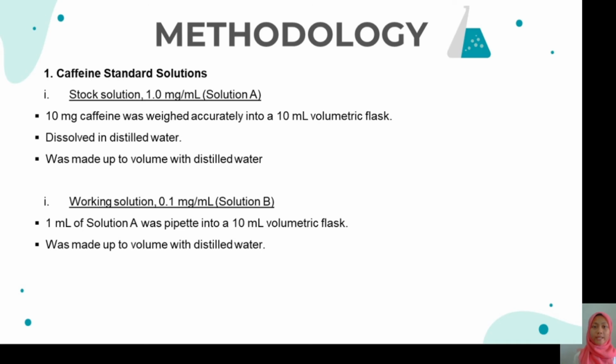Second, preparing the working solution, solution B, with the concentration of 0.1 mg per milliliter. First of all, 1 milliliter of solution A was pipetted into a 10 milliliter volumetric flask, and then it was made up to volume with distilled water.